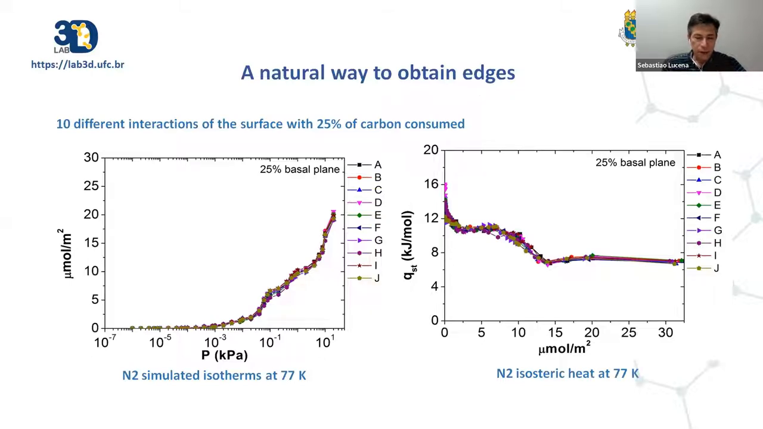One last observation. It's important that the method of oxidizing with the reactive force field results in surfaces with similar performance related to adsorption. We tested 10 different iterations of oxidation of 25% of the carbon surface and obtained similar isotherm results. Here are the isotherms and here the isosteric heat. This is important because it demonstrates the reproducibility of the technique.